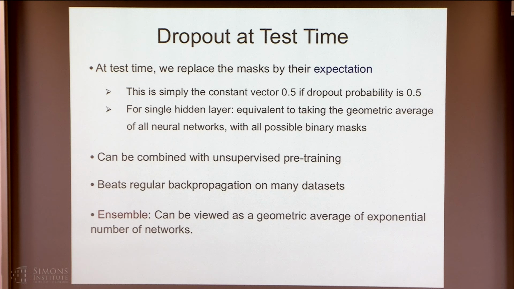And then the way to think about these models, there is one view where you can think of it as a geometric average of an exponential number of networks. Because for every single example, there is a different network, and an exponential number of them: if you have 1,000 units, then there are 2 to the 1,000 possible networks. But those 2 to the 1,000 possible networks have the same parameters. So intuitively, it's almost like you're training an exponential number of networks that share the same parameters, and you're kind of shrinking them to have the same parameters.